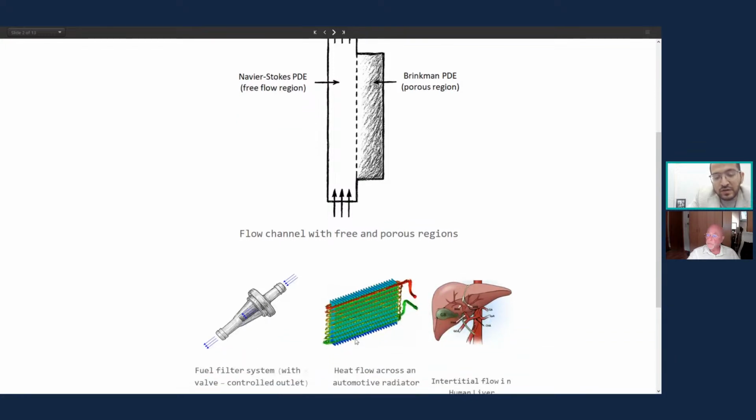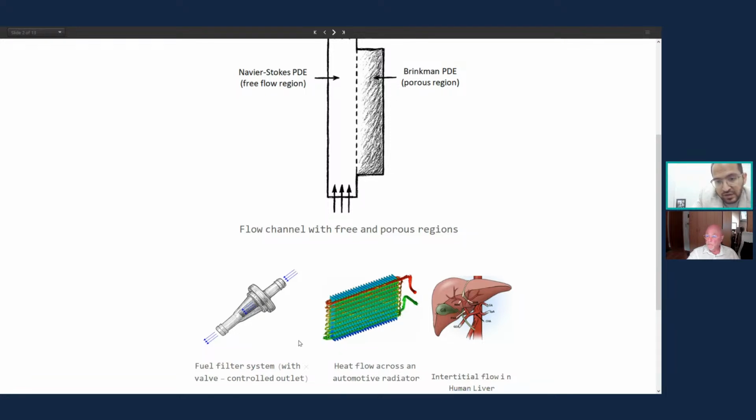Similarly, you have examples like this from all over the place. For instance, this is a fuel filter system, and here you see that fuel passes through this filter system through a valve, and you have a porous region inside the filter system where a Darcy equation applies, and in the free flow region, the Navier-Stokes equation applies. Similarly, heat flow through an automotive radiator: you have the free flow region, and you have the conduction going on in the solid plates, where you have Fourier's law of conduction. And in the free flow region, you have the convection-diffusion equation.